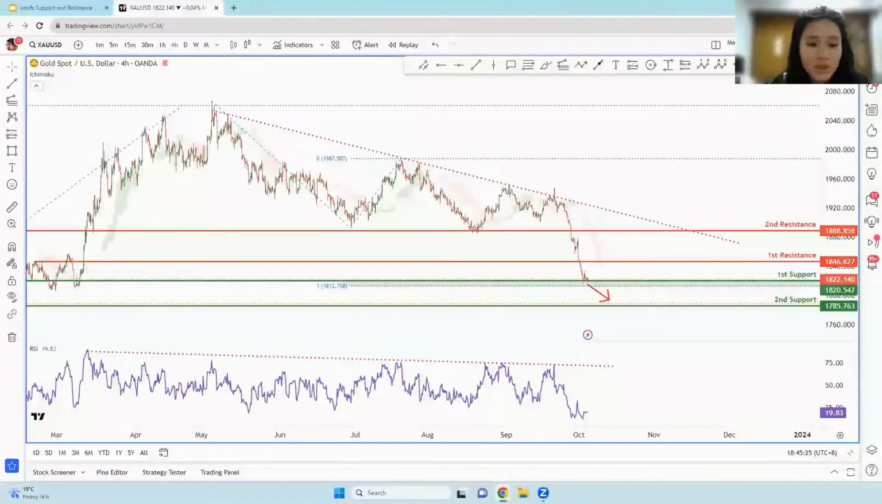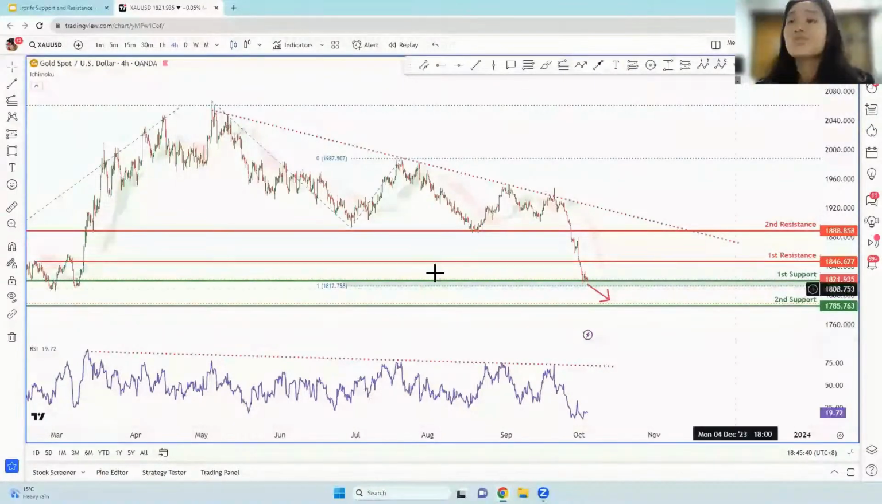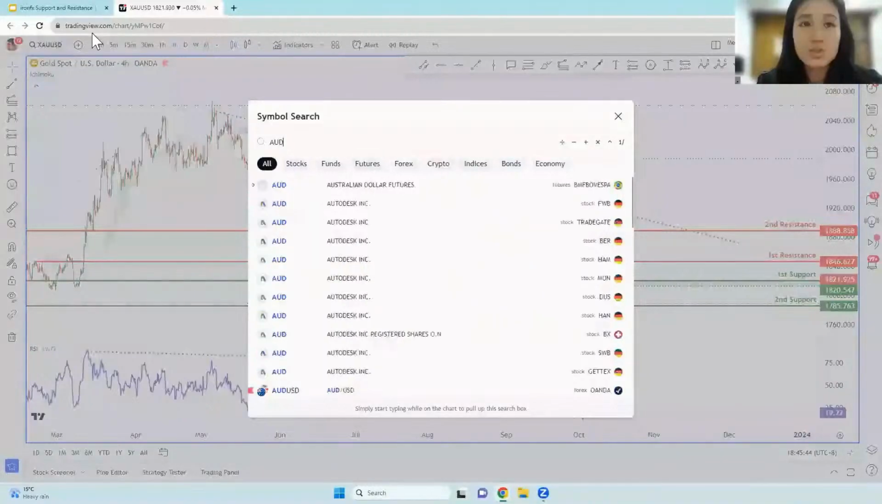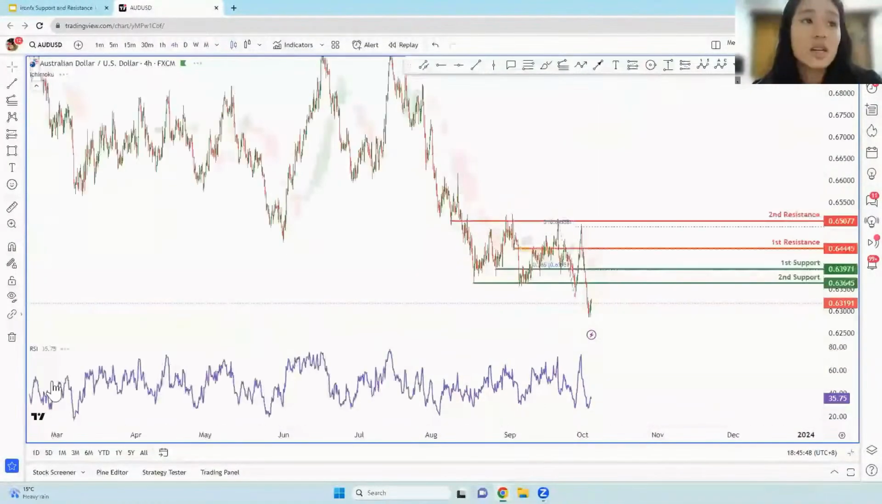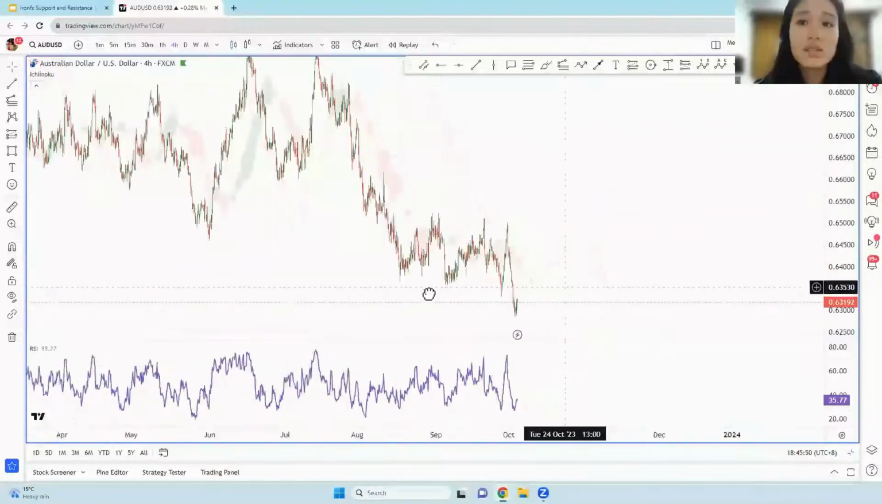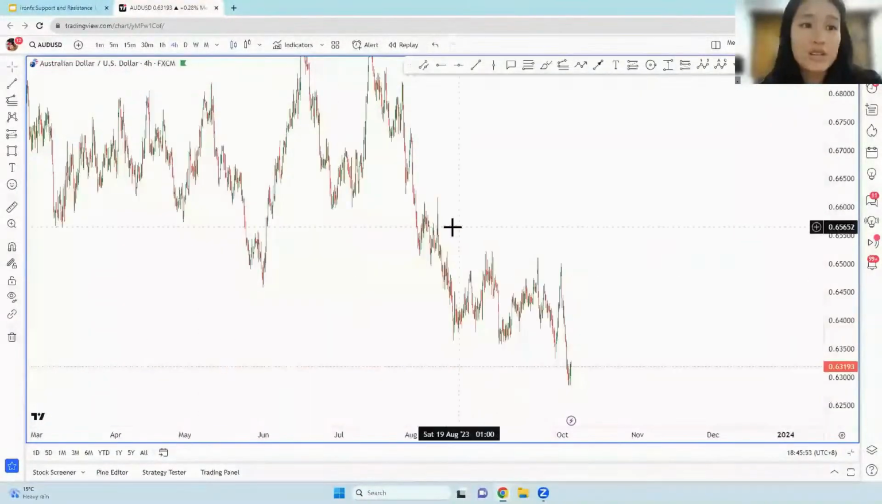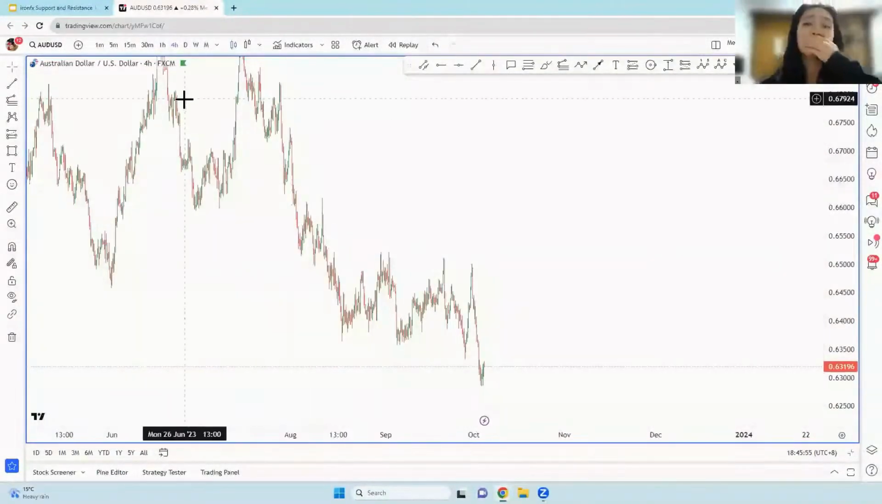Okay, if there are no questions, I think we still have time for one more chart. If you don't have any requests, I'll just go ahead and do maybe the Aussie dollar, because we recently saw the RBA releasing a cash rate statement. So let's take a look and see how price affected the charts there.